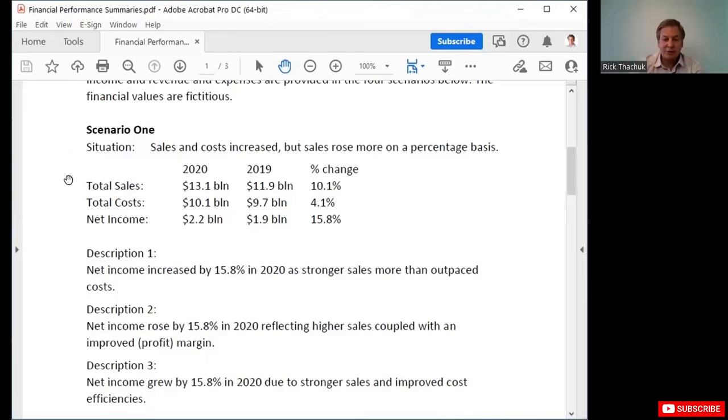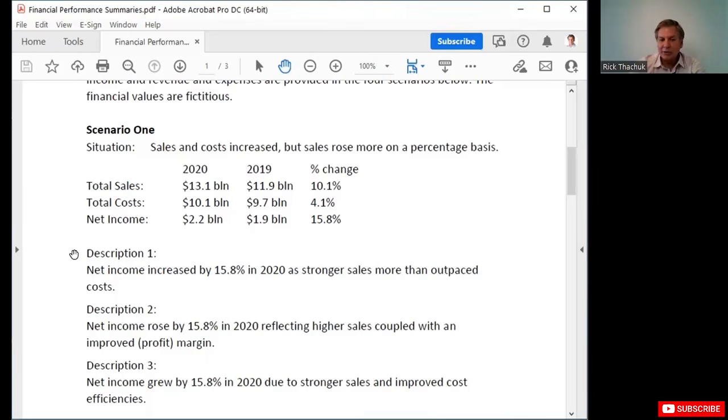So in the future, if we are ever analyzing financial results or financial performance, and if the sales, costs, and net income fit this same pattern, then I will already have an idea of how I can describe that. And that is given to us below. So let's look at each one in turn.